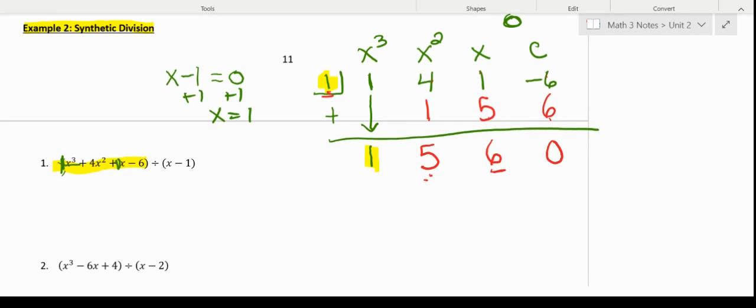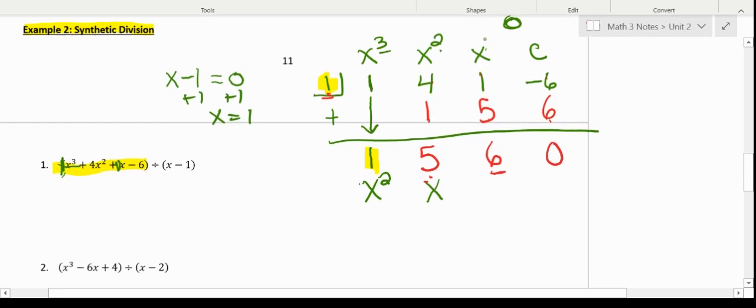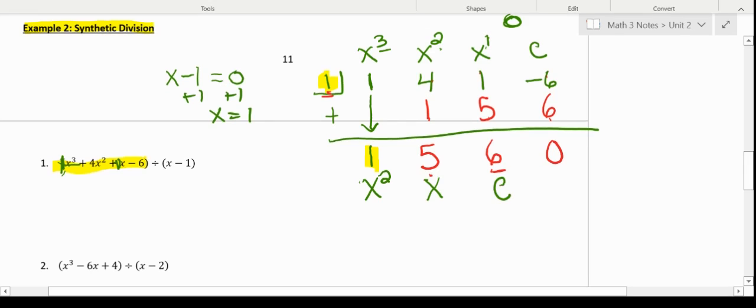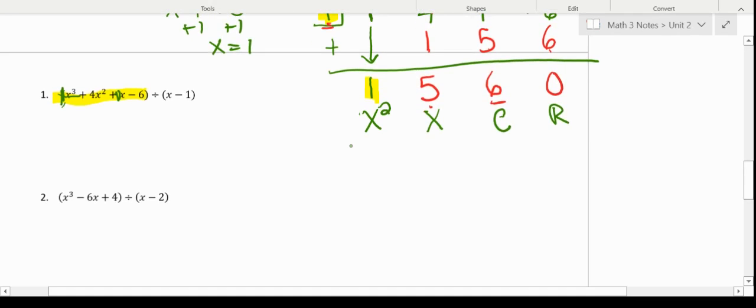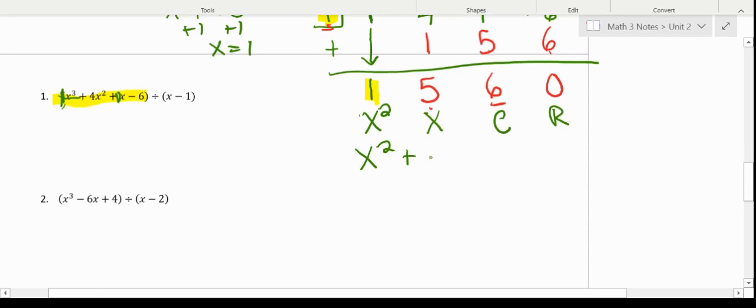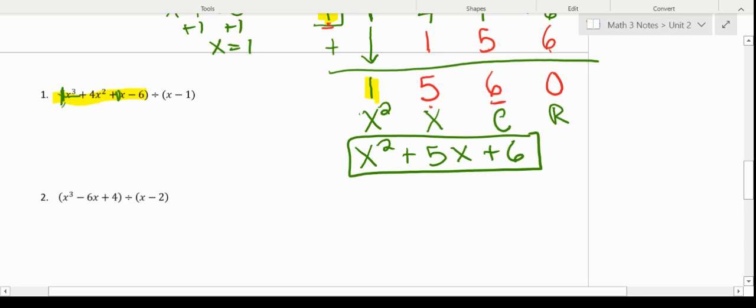My final answer, it's always 1 degree less. So if this is the x to the third column, this is actually x to the second. If this is x to the second, this is an x. And if this is x to the 1, this is my constant. And if this is my constant, this would have been my remainder. You can see I have a remainder of 0. So my final answer would just be 1x squared, or essentially x squared, plus 5x plus 6. So I got the same exact answer that I did with the long division.